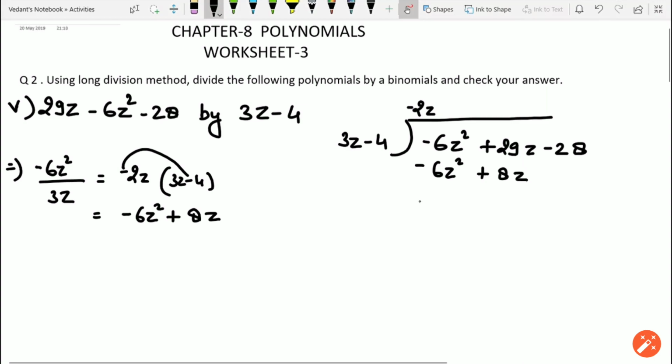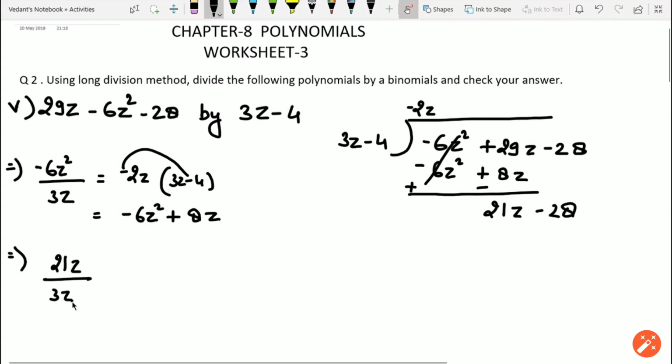So what will we write? Minus 6z square plus 8z. Change the sign. It will be minus plus, cancel. And this is 29z minus 8z, 21z, and minus 28 we copy from the dividend. Now second, we need to get 21z. So divide by 3z, we get 7.